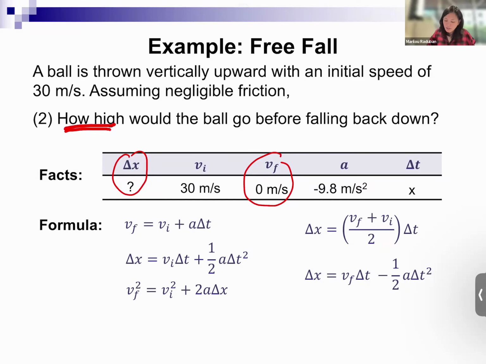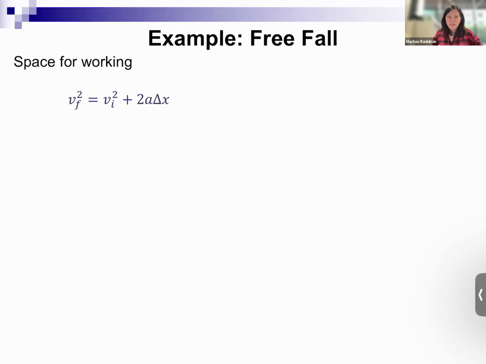We don't know the time. Time is not given, how long it takes for the ball to reach its maximum height. So when you're looking at your kinematic equations, any equation that requires you to input time will be useless in solving this problem, because you don't know the time it takes to reach the top. And again, you find that there's only one equation you can possibly use. So you use that equation to find the displacement, or how high the object will go.